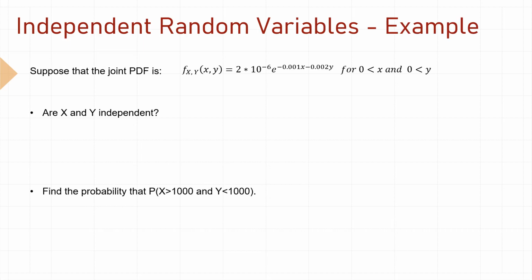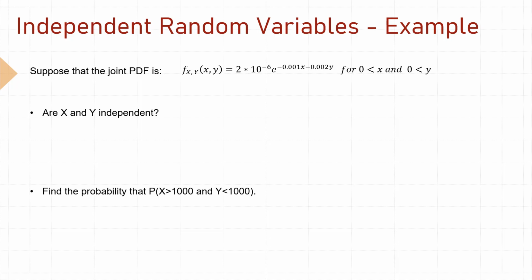Let's go over an example together. Here we are given a joint probability distribution for positive random variables x and y, and we need to decide whether x and y are independent and find the joint probability of x being greater than 1,000 and y being less than 1,000. You can pause the video here and take a moment to answer these questions.